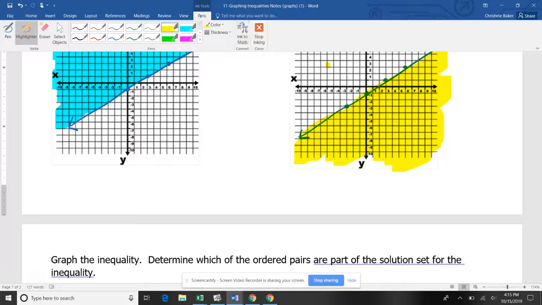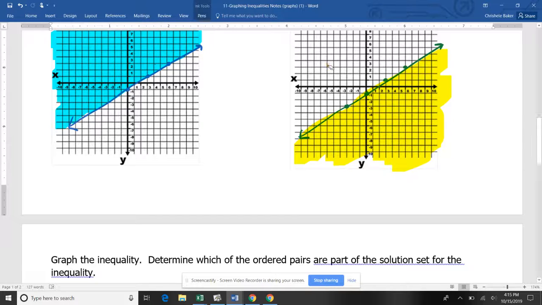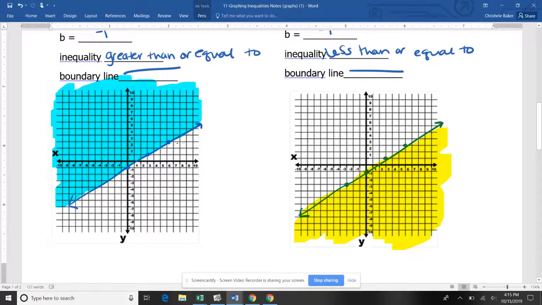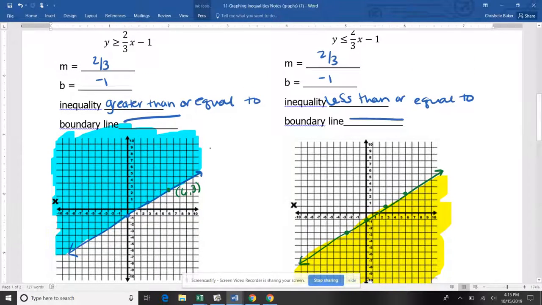If I actually pick a point that's on my line, like this one, that's 6, 3. Let's see how that works. Is 6, 3 a solution? Two-thirds of 6: 2 times 6 is 12, divided by 3 is 4. Look what I come out to get. Is 3 greater than or equal to 3? Well, it's equal to, so that works.